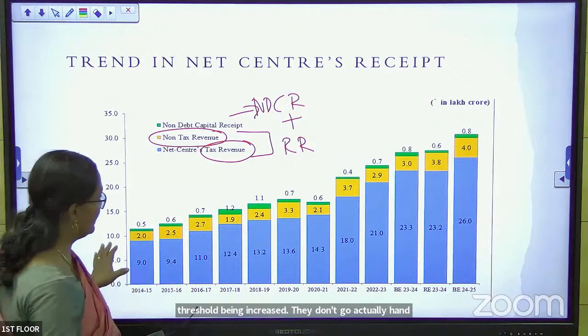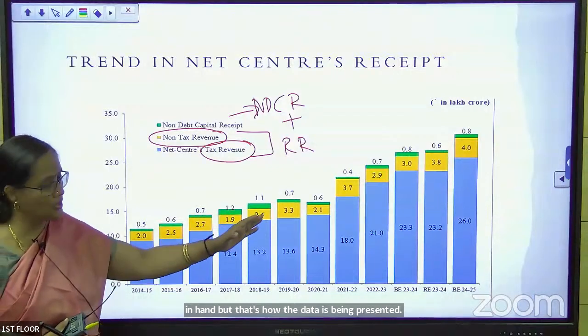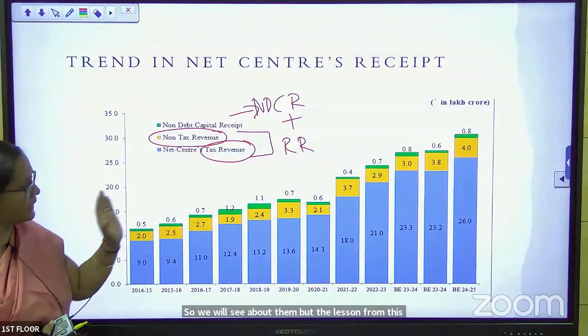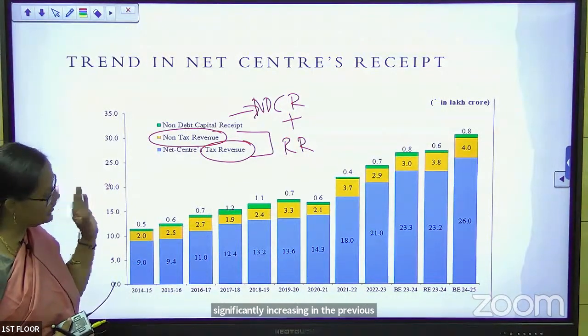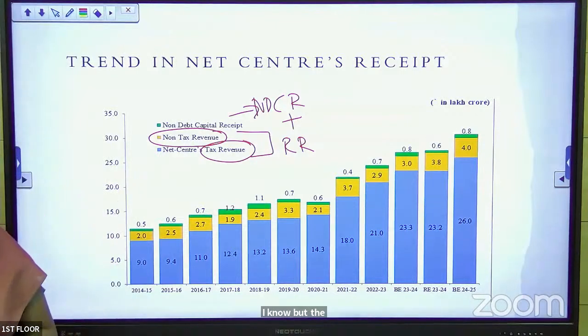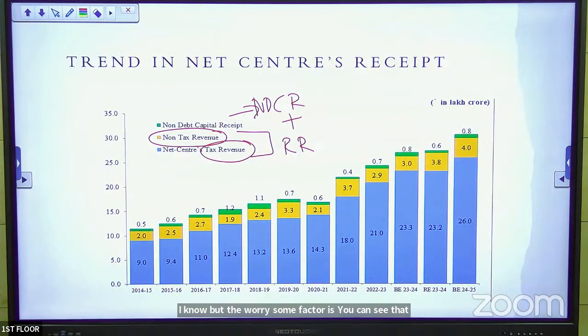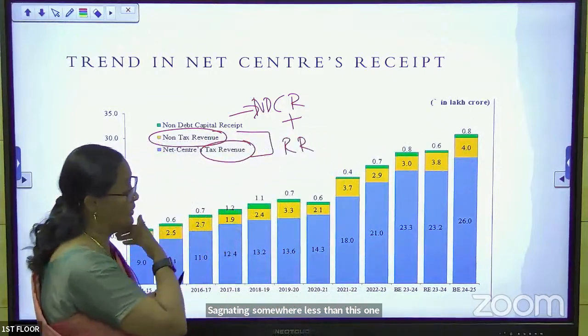So we'll see about them, but the lesson from this particular graph is we have our taxes collection significantly increasing in the previous years, but the worrisome factor is you can see that NDCR. You see the NDCR, which is the proceeds from the disinvestment, which is stagnating somewhere less than 1% only. This is not a healthy feature.